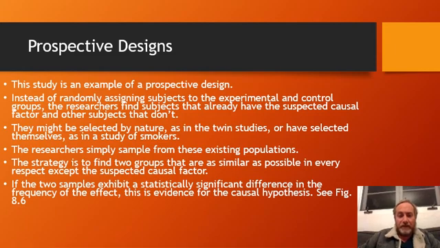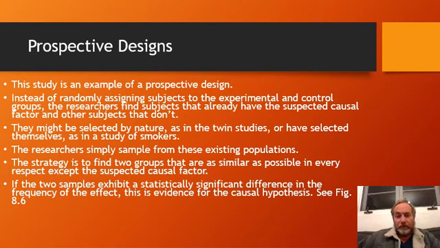But in either case, in a prospective design, they find the populations where they all have the causal factor and they all don't, and then they just sample from those populations that are already out there. So instead of randomly assigning people, a group to all get the causal factor and one group to not get the causal factor, they just go out there in the world and find groups that are already like that and just sample from them.